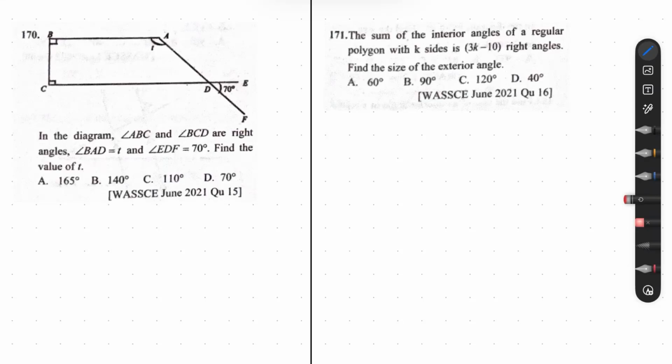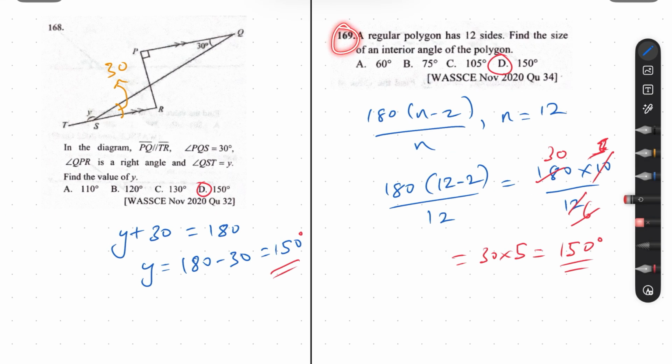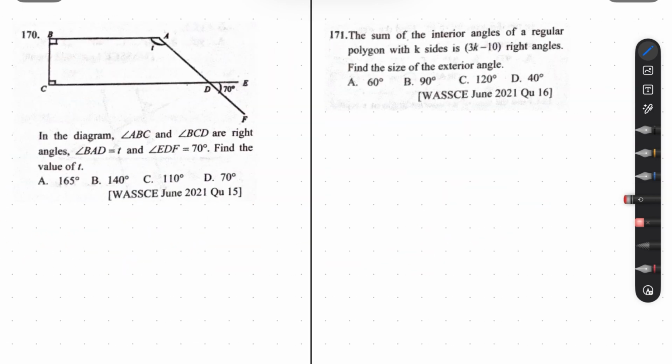Another session in this series. In the previous session, we ended on question number 169. In this session, it starts with question number 170.